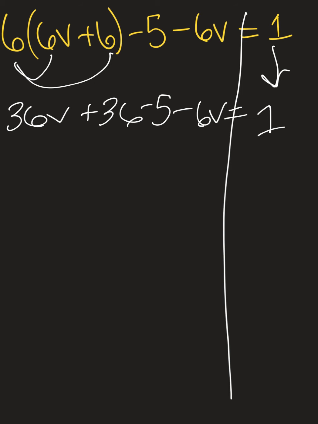Moving forward, I'm going to combine my like terms now. So I have 36v and I have minus 6v. When I combine those two together, I get 30v. And then I have positive 36 and negative 5. When I combine those two together, I get positive 31. And of course, I still have 1 over here. Now I have a two-step equation. So I have done 2 steps already, multi-step equation right here. And then I'm going to eliminate the 31 and then finally eliminate the 30.